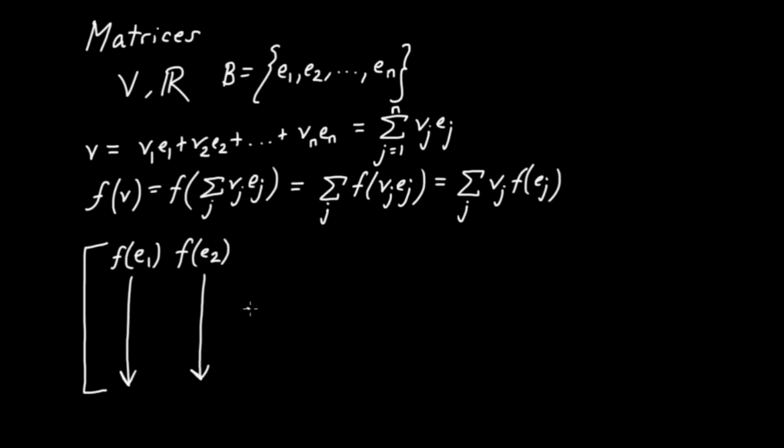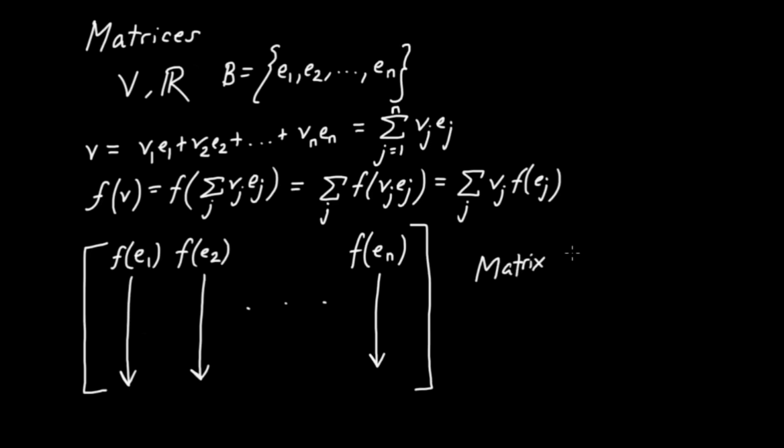And then we go all the way over to f of en, and that forms the last column. And again, we suppose that f is just some map from v to v. So we see that we're going to have n columns in this array. And this is going to be the matrix associated with f with respect to the basis b.